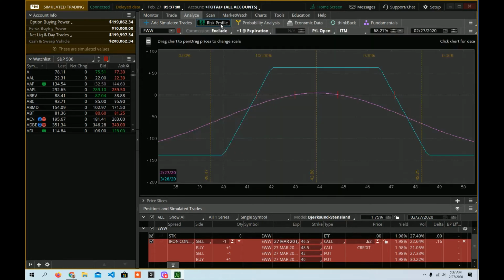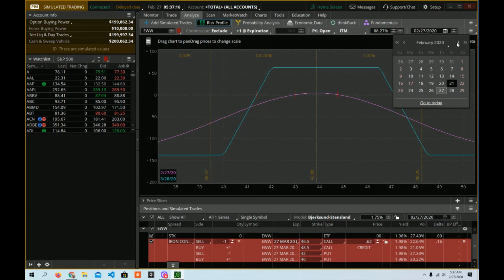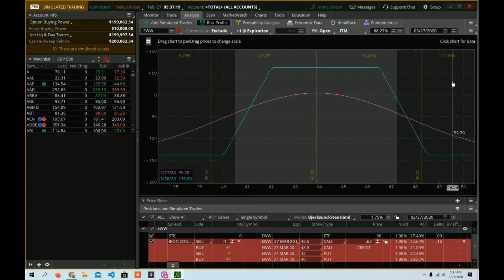Let's take a look at the risk profile, and we'll set it to expiration here for, we said, March 27th. We'll set our price slices to break even at expiration, and we can see that there's roughly a 60% chance that the underlying will land between these two marks at expiration. So we'll say a 60% probability of profit. We can see that we have a little more risk to the downside because it's not quite centered. It would be centered if it were here.